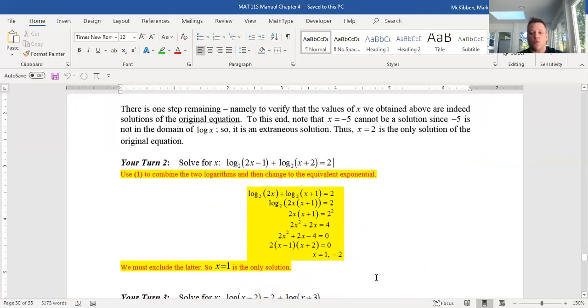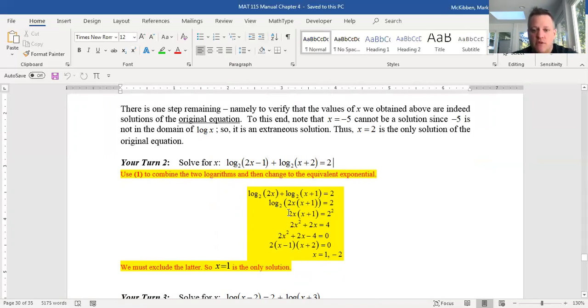All right, so for this one, we're going to apply the exact same principle. We have a sum of 2 logs on the left equals a number on the right. And so I'm going to combine these two using the log of a product rule. That's what I do in the first step here. And then I want to get rid of the log base 2. And so I'm going to apply the exponential of 2 to something to both sides.